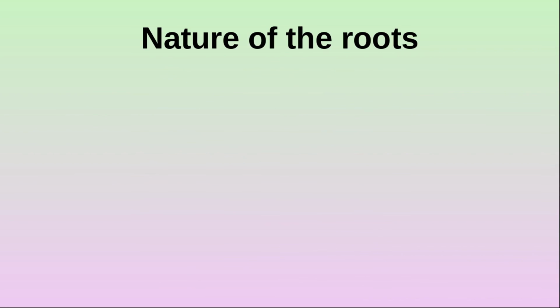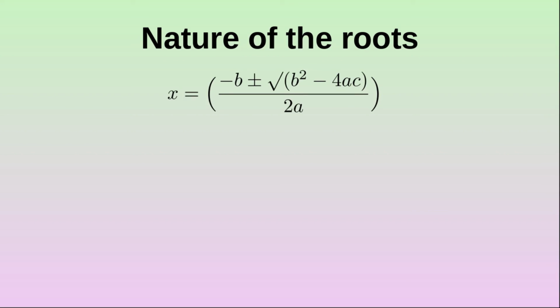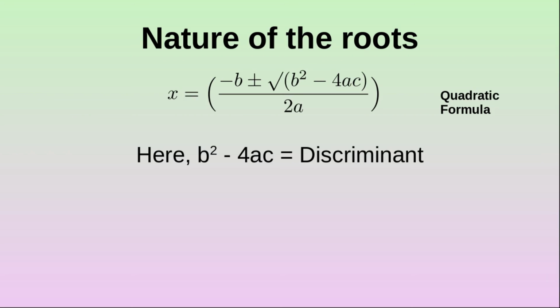Now let's talk about the nature of the roots. That is basically our roots can be real numbers, or maybe our roots are equal, or maybe they are distinct, or maybe there are no real roots. So let's try to understand that. This is our quadratic formula. Here b² − 4ac is known as the discriminant. Now according to the nature of the discriminant we will be determining the nature of the roots.